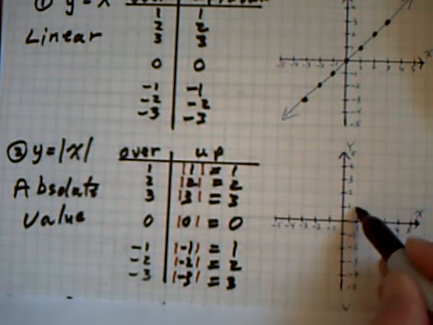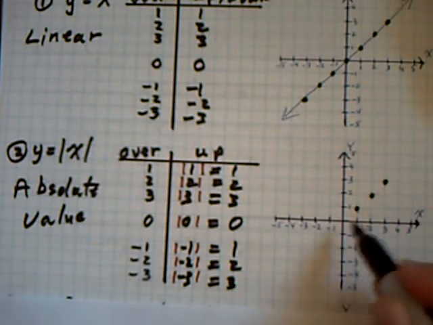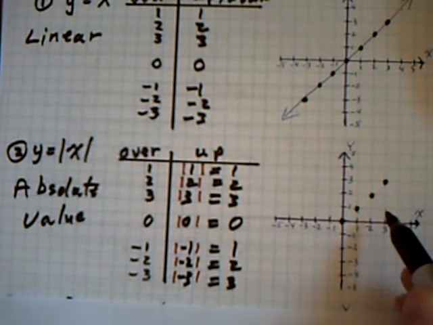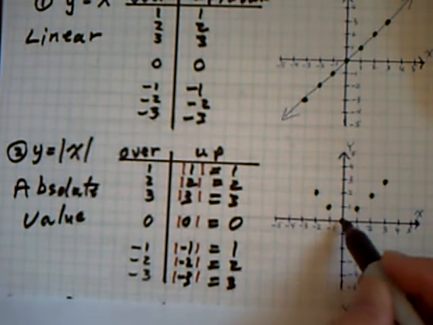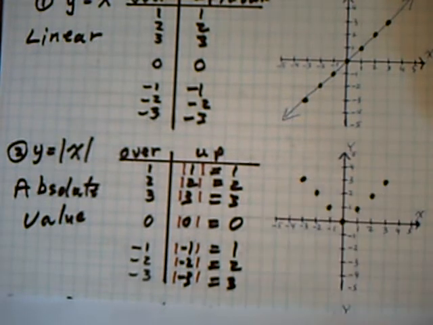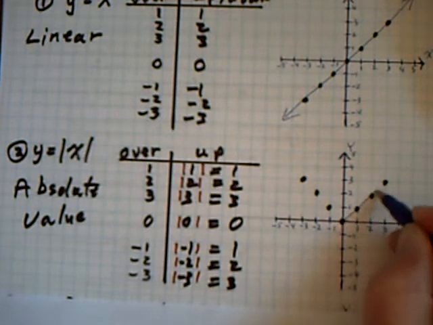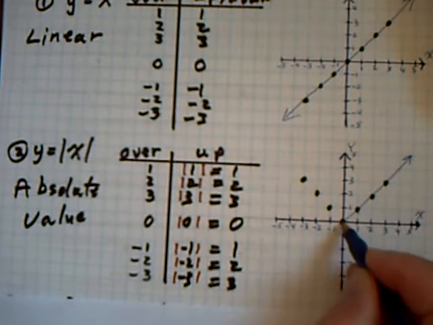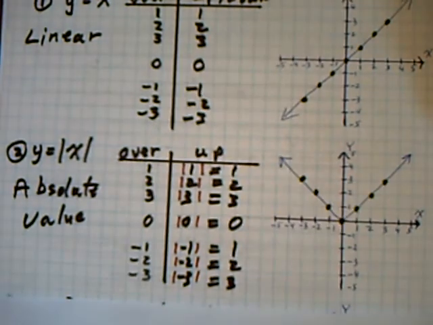When I graph it, if I go over 1, I go up 1. Over 2, up 2. Over 3, up 3. Over 0, up 0. To the left 1, I still go up. To the left 2, I still go up. To the left 3, I still go up. And what you end up with is sort of a V shape at a 45-degree angle for this particular equation. So an absolute value looks like that.